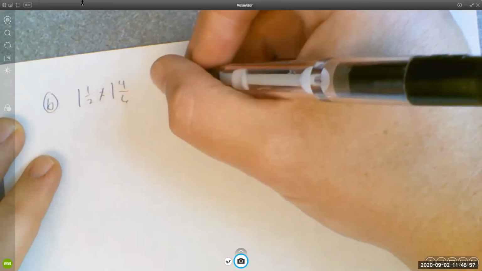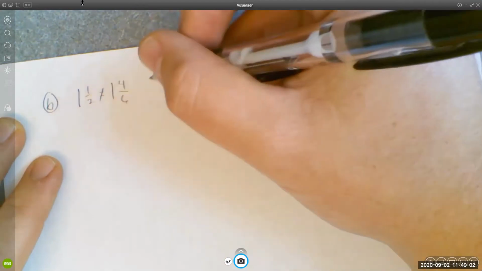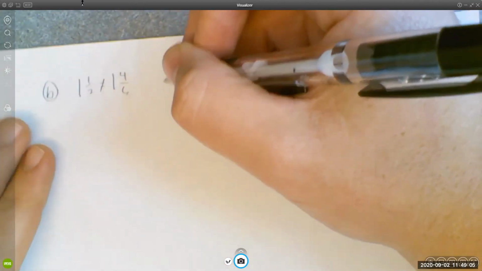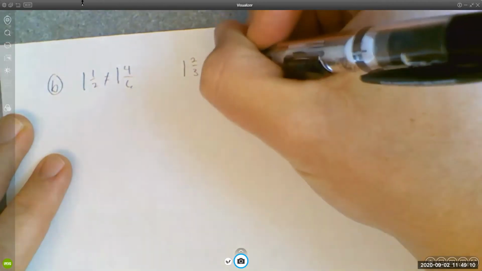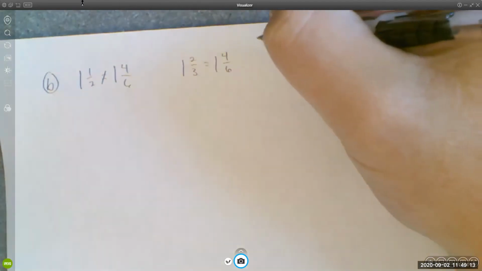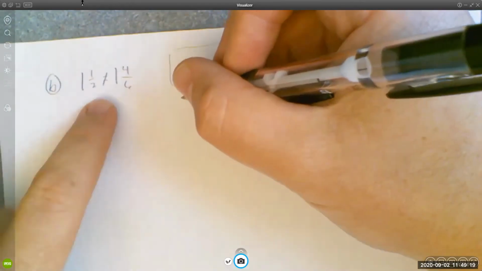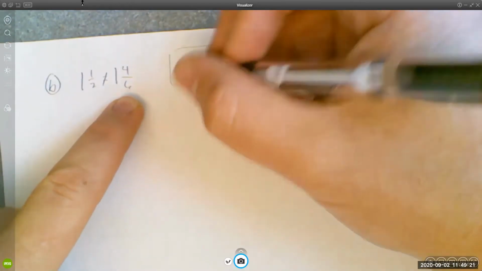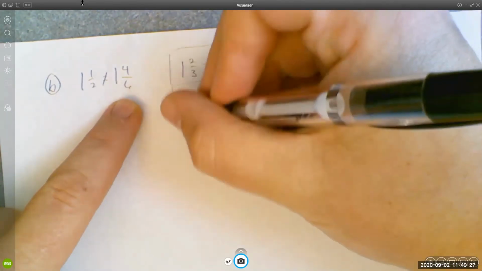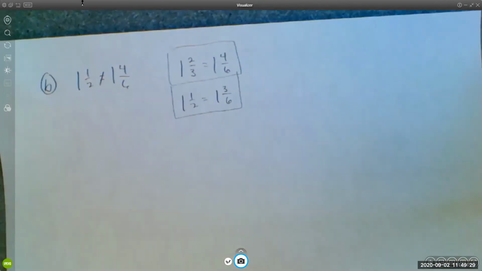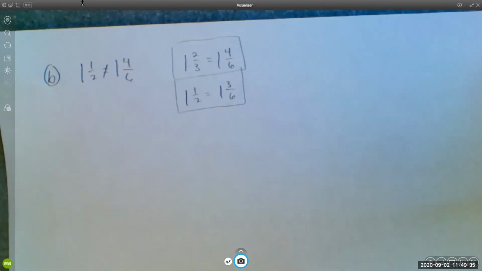So the correct statement would be, well, you could have corrected it in a couple of ways. You could have said 1 4/6 is the same as 4/6 is the same as 2/3, right? So you could have said the correct statement is 1 2/3 equals 1 4/6. That's one possible correct statement. The other possibility, you could say 1 1/2, that would be 3/6, so 1 1/2 is the same thing as 1 3/6. That's the other statement you could have tried to prove. And I'm not going to take you through the justification for why those things are the same.